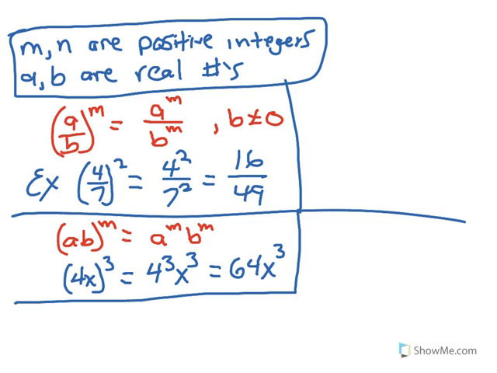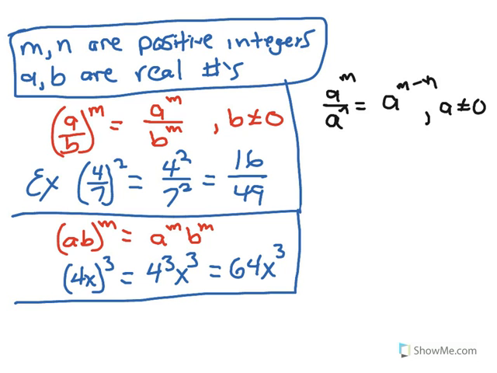Next we have the quotient property. Quotient means division or fraction. Anytime you're dividing by the same base, you can take the numerator's exponent minus the denominator's, and of course the base stays the same. Once again, this is as long as your denominator is not 0. Example, let's say that we have x to the 5th divided by x squared. That's going to be x to the 5 minus 2, which is x cubed.